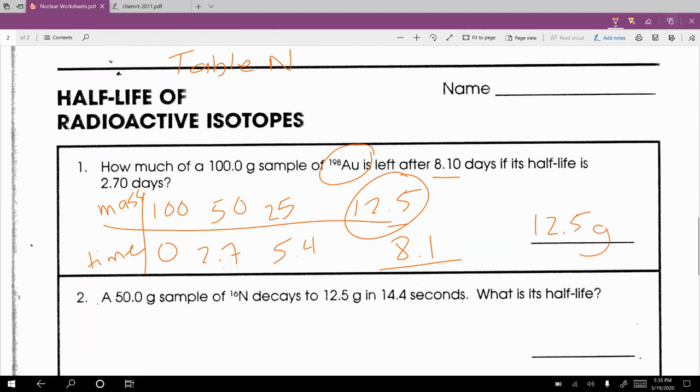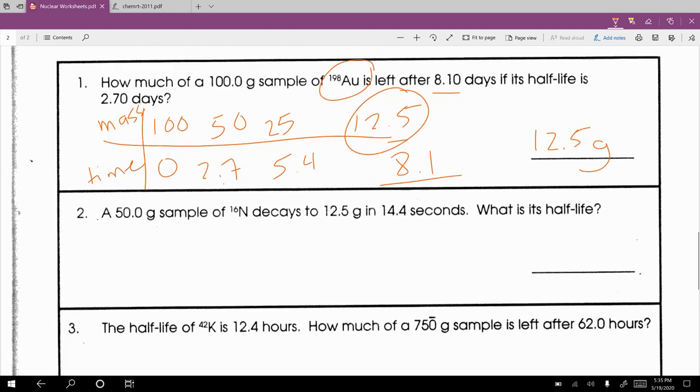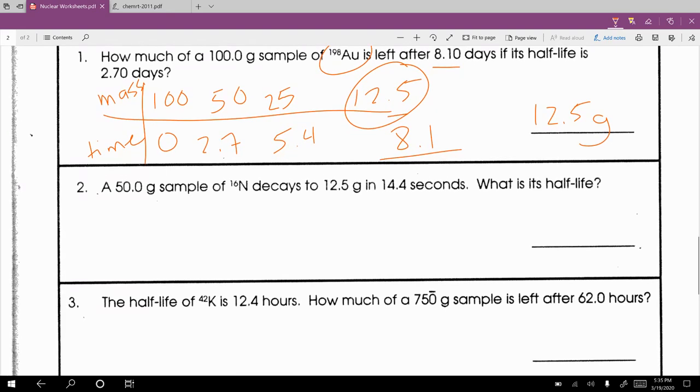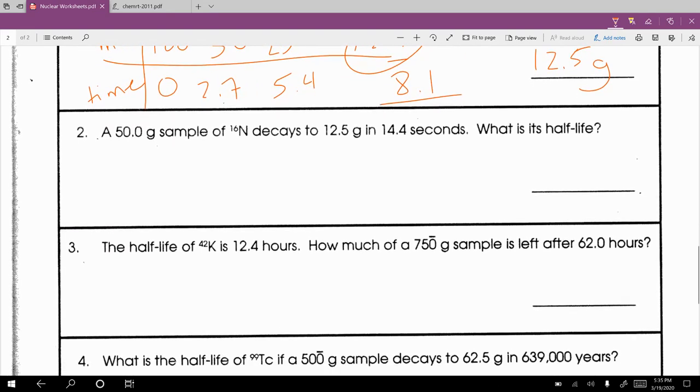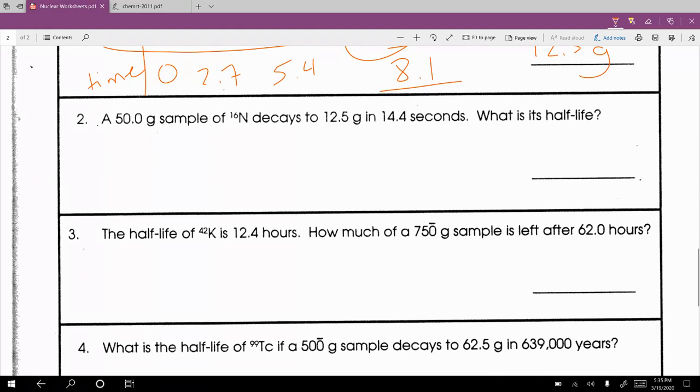All right, let's move on to the second question. In the previous question, they gave you the half-life. If they don't give you the half-life, you need to go to reference table N, or you may have to figure out the half-life. Okay, setting up a chart. Step 1: time and amount, or mass.